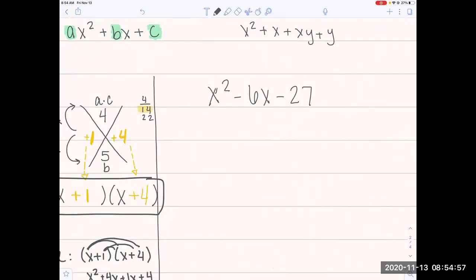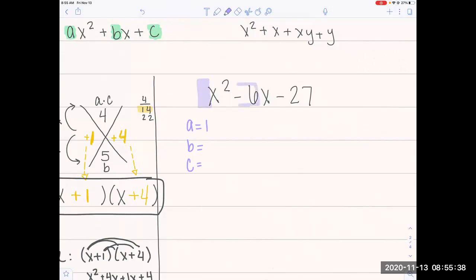So the next one says x squared minus 6x minus 27. So I still have that A equals 1, so I'm still technically in 13.1, meaning I can use that shortcut. I need to write out my A, B, and C. A, the number in front of x squared, technically that's a 1.